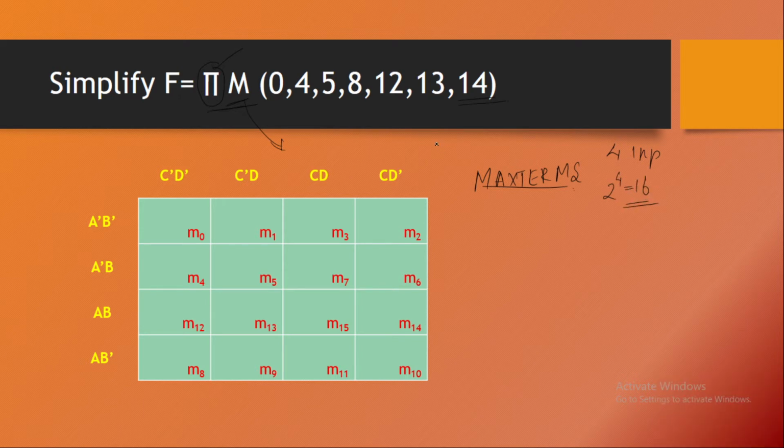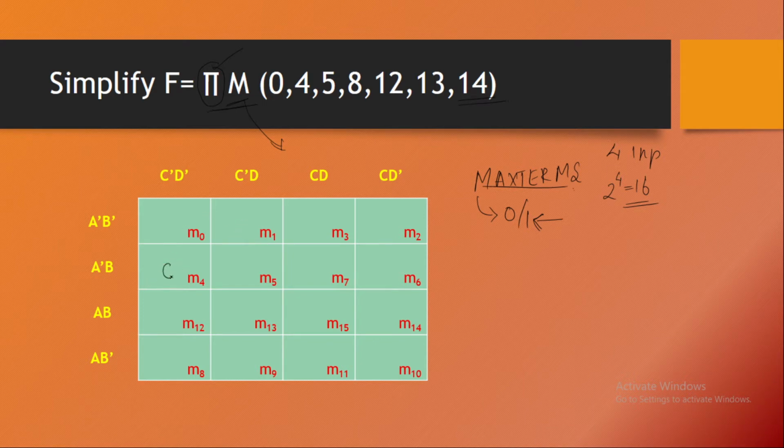So let's start marking my max terms inside my K-map. Since I'm using max terms, I'm going to use the symbol 0 instead of 1. If you are using min terms, then you can use the symbol 1. But since we are using max terms, it's represented with the help of zeros. So I'm going to use zeros inside my K-map. So let's start mapping my max terms.